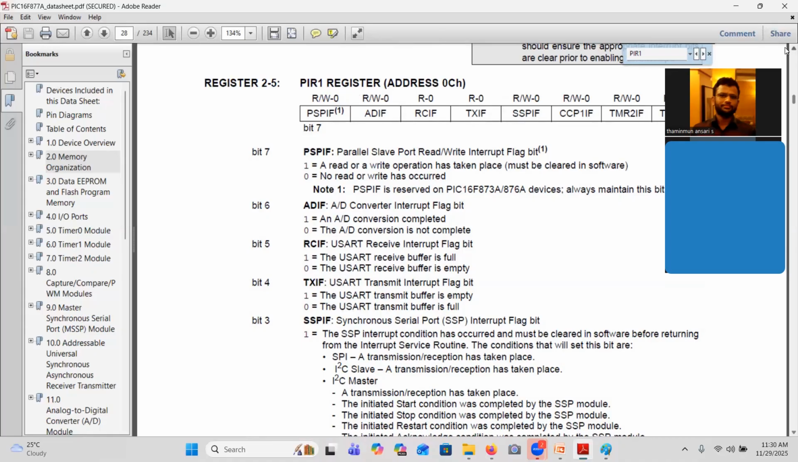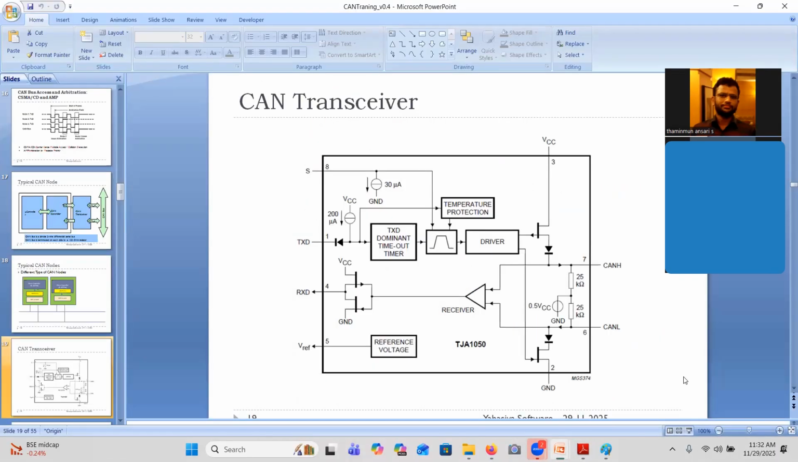The transmit shift register that we have at the end of the CAN controller is only one. Let me show you. I think there will be a transceiver diagram. This is what a transceiver looks like.